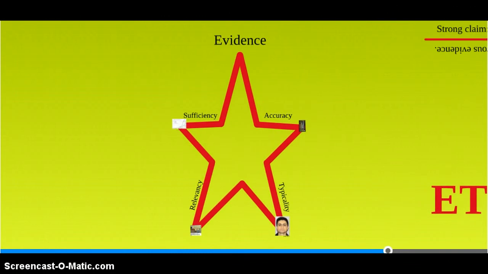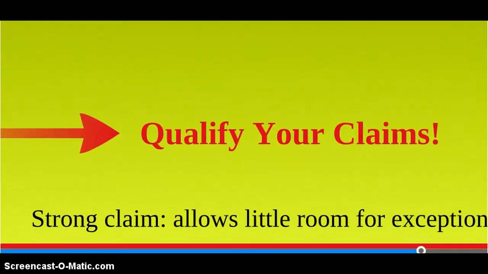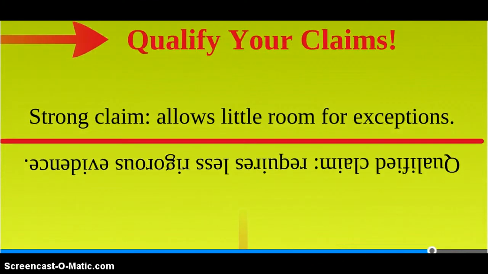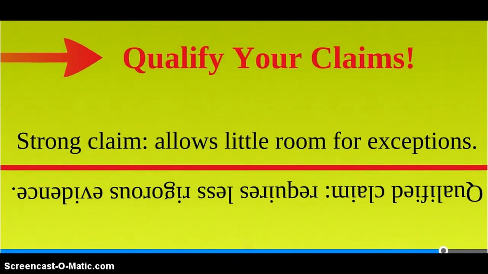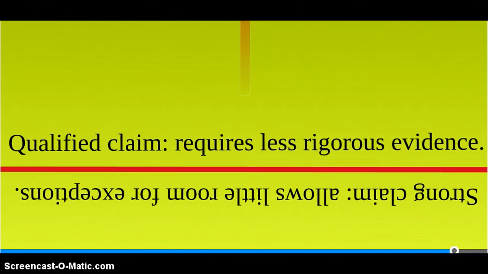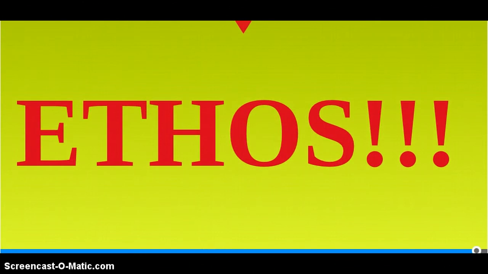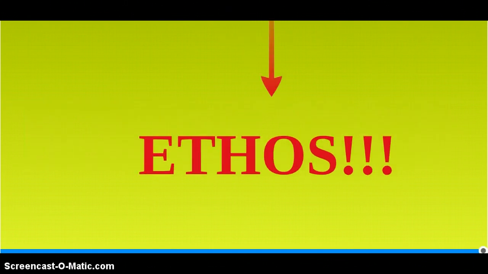In order to achieve these STAR criteria, you also want to be sure to qualify your claims. A strong claim will allow little room for exceptions. On the other hand, a qualified claim requires less rigorous evidence because it leaves room for exceptions to the rule. As you gather evidence, also consider the source to be sure that the data are reliable and will contribute to your ethos as a writer. You want the information you include in your arguments to make you appear more trustworthy and credible.